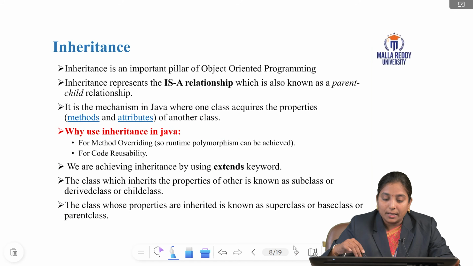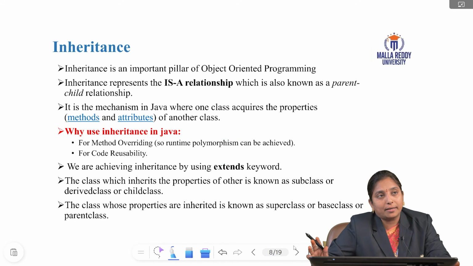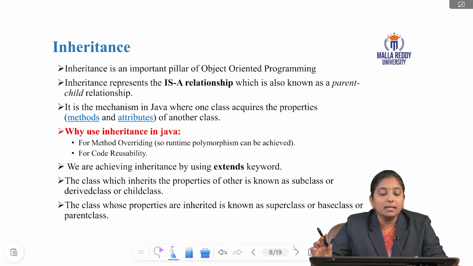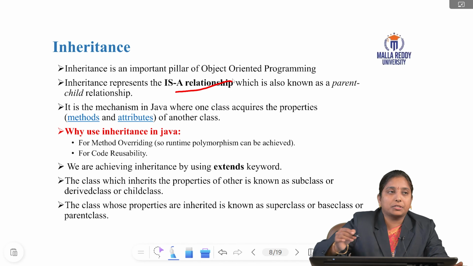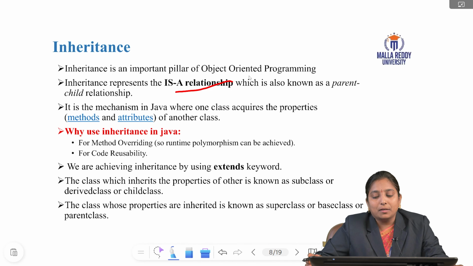Next, coming to the next object-oriented programming concept, which is inheritance. It is a main important pillar of object-oriented programming. Inheritance represents the IS-A relationship, which we can also call a parent-child relationship.